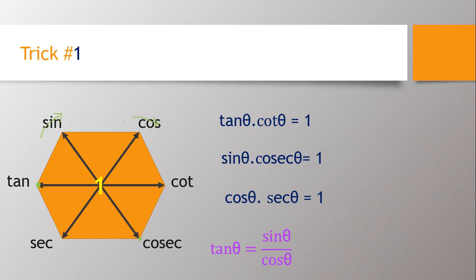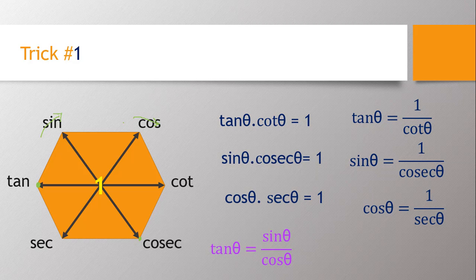Now you can also change this identity into other forms. As tan theta times cot theta is equal to 1, we can also say that tan theta is equal to 1 over cot theta. Similarly, sin theta is equal to 1 over cosec theta, and cos theta is equal to 1 over sec theta. So here you see 6 trigonometric identities using just one hexagon.